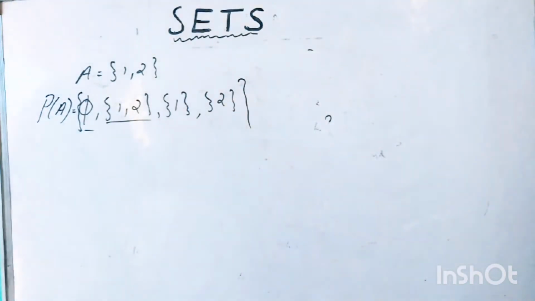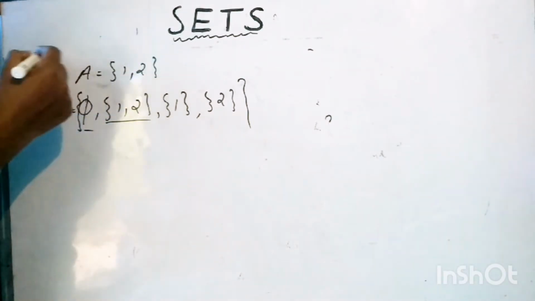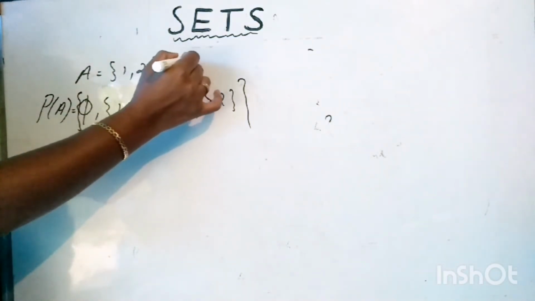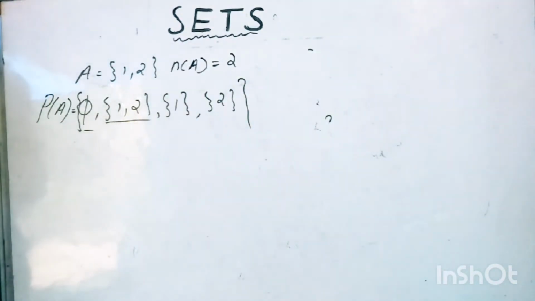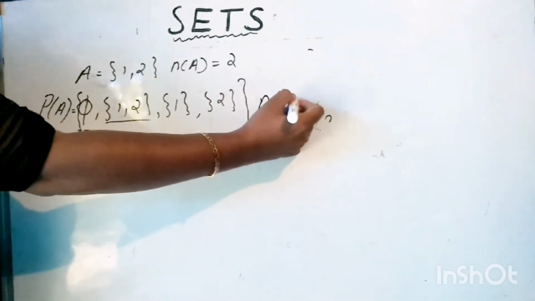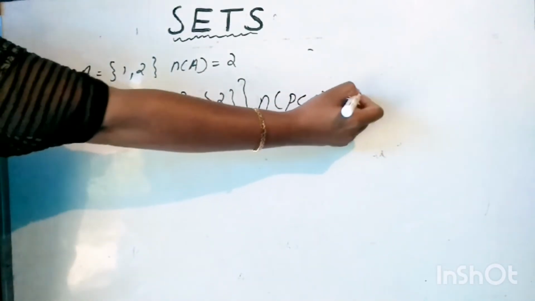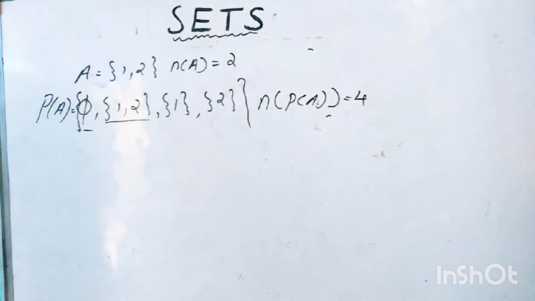So P of A is equal to {{}, {1}, {2}, {1, 2}}. This is our P of A. Now, in the set A we have 2 elements. The number of elements in A is equal to 2. N of A means number of elements in A, that is equal to 2. And the number of elements in P of A is equal to 4.